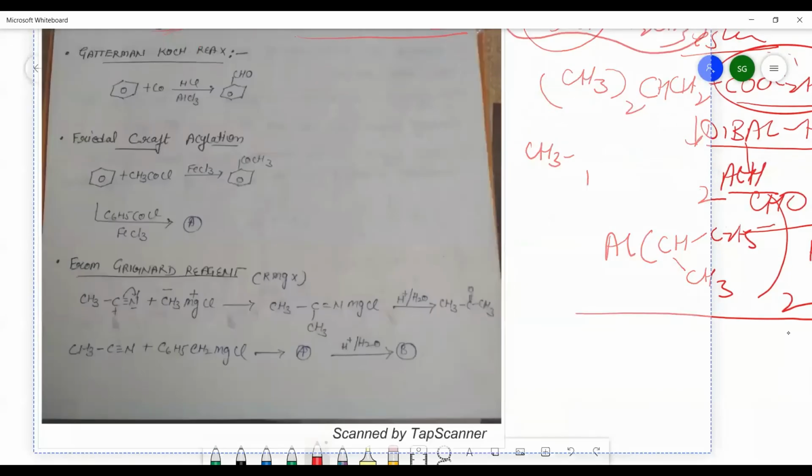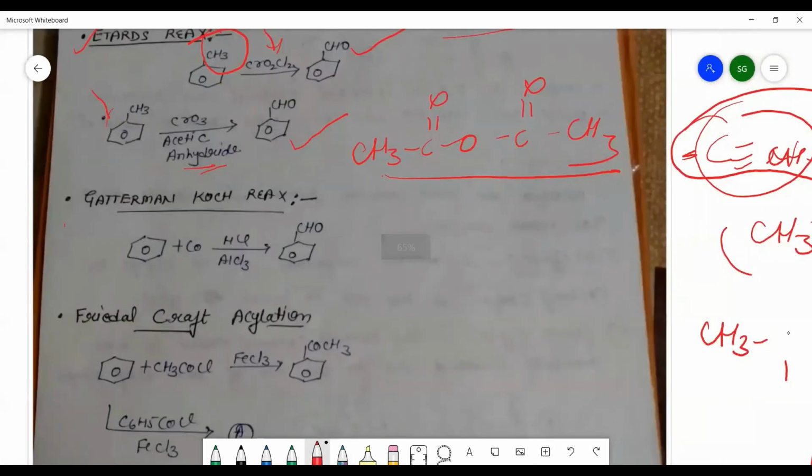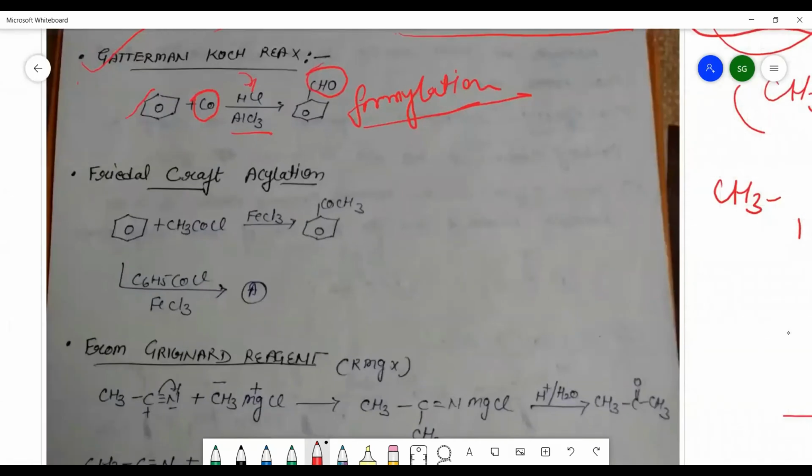In the Gattermann-Koch reaction, Gattermann-Koch reaction में क्या होगा देखिए कि जो बेंजीन है, there is a formylation reaction. Formylation reaction in which the carbon monoxide, HCl in the presence of AlCl3, there is an introduction of CHO group. तो जहां हम CHO group का introduction करते हैं, introduce करते हैं, this is called formylation. उसे formylation कहते हैं.